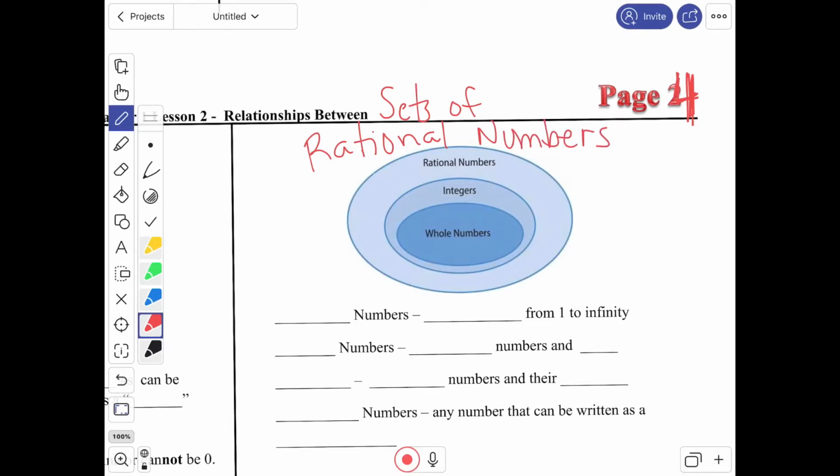I hope you've seen this Venn diagram before where the whole numbers are in the middle and then the integers and then the rational numbers. There's one more set that we're going to draw, just a little circle in the middle, and that is supposed to be an N for natural numbers. And natural numbers are the counting numbers, counting from 1 to infinity.